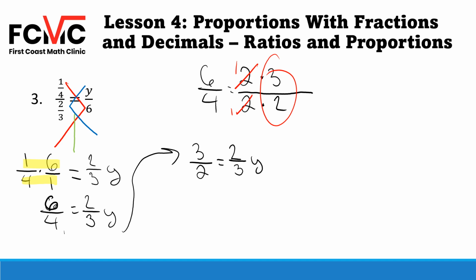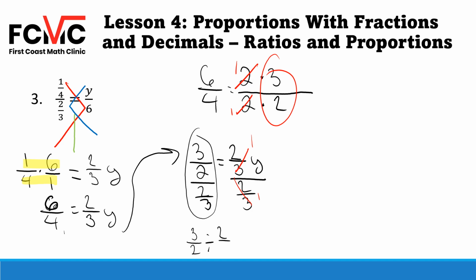So now we're going to do the same thing we did in the previous problem. I want to get that y by itself, so let's divide by 2/3. Divide by 2/3. 2/3 divided by 2/3 on the right gives me 1 and 1. I'm going to write this horizontally. So this left side horizontally, 3 over 2 divided by 2 over 3.